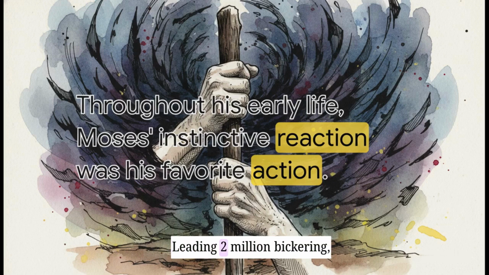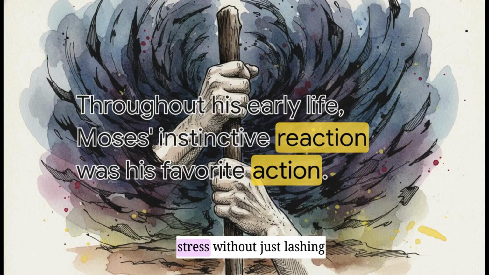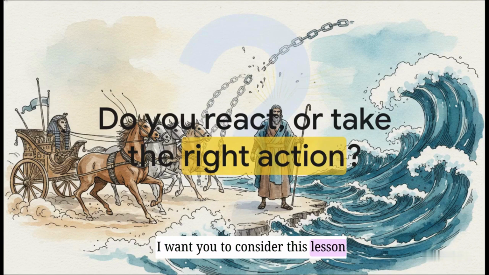Think about it. Leading 2 million bickering, complaining people through a harsh desert forced him to become a buffer between the people and God. He had to learn how to absorb immense stress without just lashing out on instinct. And that really brings everything together beautifully. As we wrap up this explainer, I want you to consider this lesson from Moses' frailty and his growth. The text shows us that true leadership requires developing habits of obedience when the stress is low, so that when the crisis actually hits, taking the right action becomes your natural reaction.